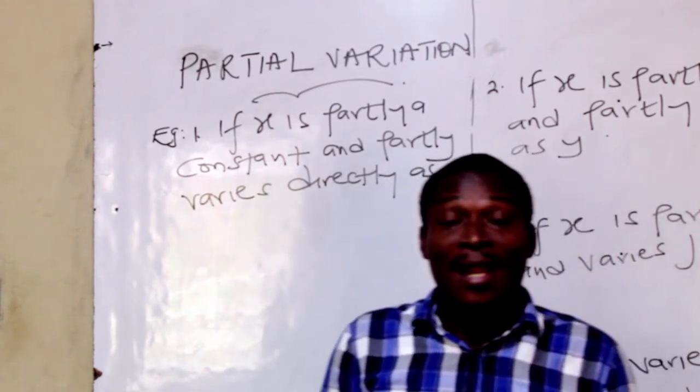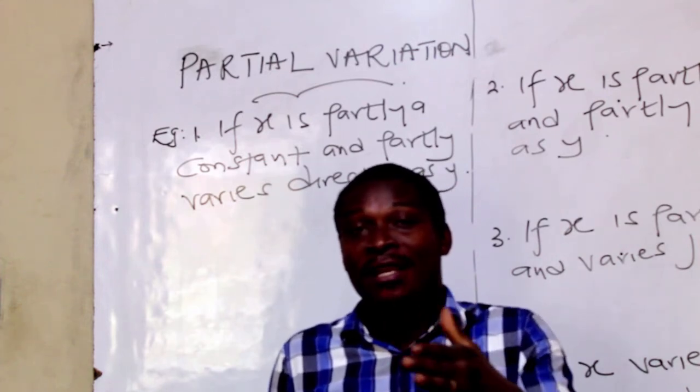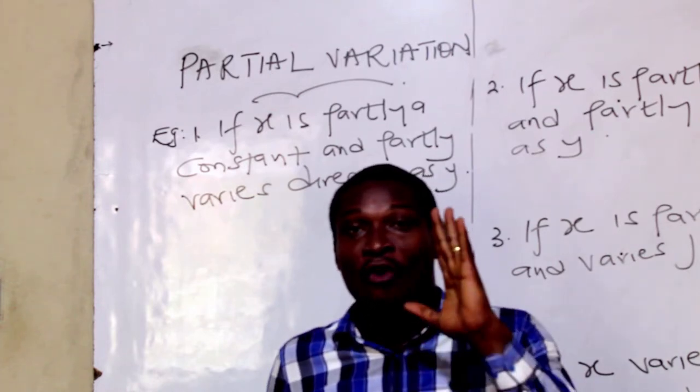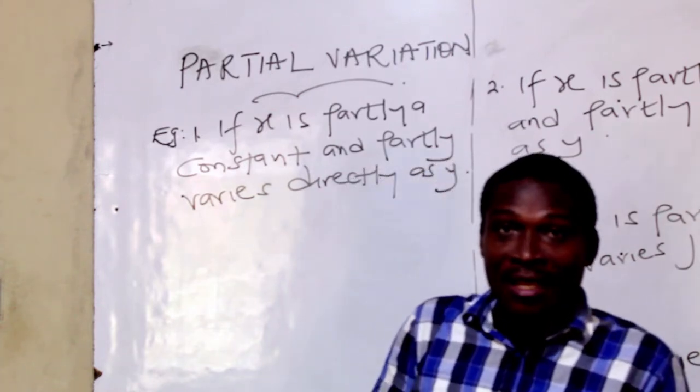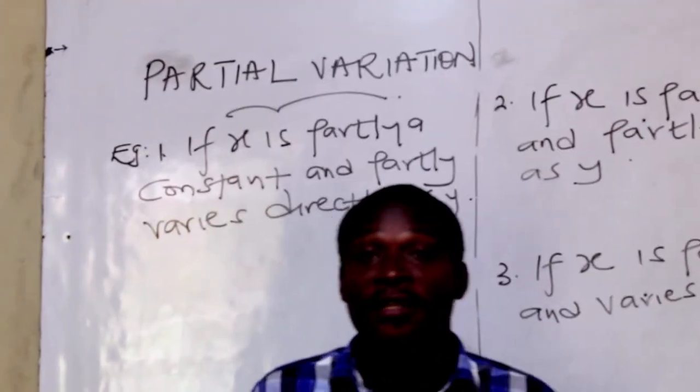We are going to look at the last aspect of our variation, partial variation. You remember from the very beginning of the variation video, we said we had four aspects. That's direct, inverse, joint, and partial. So welcome to partial variation.